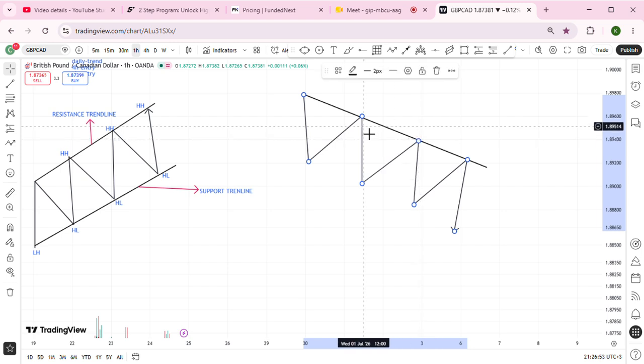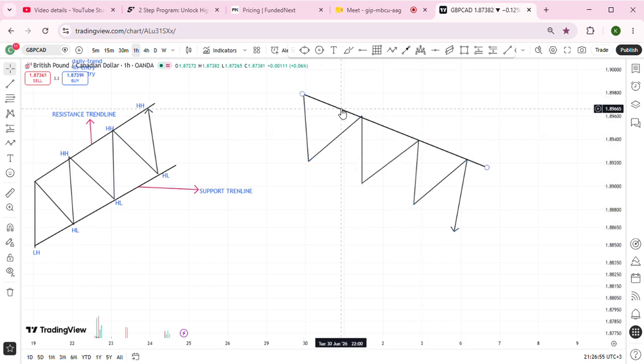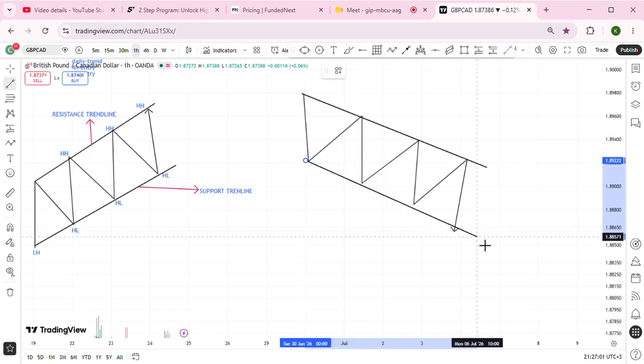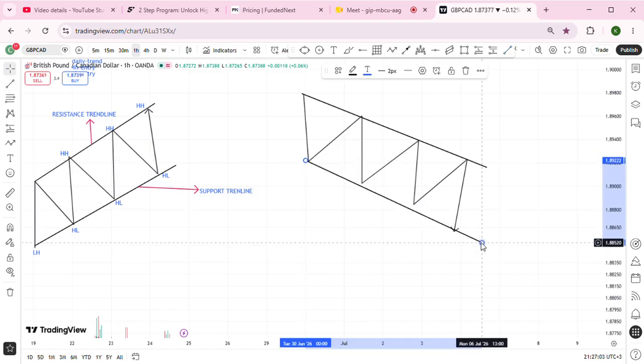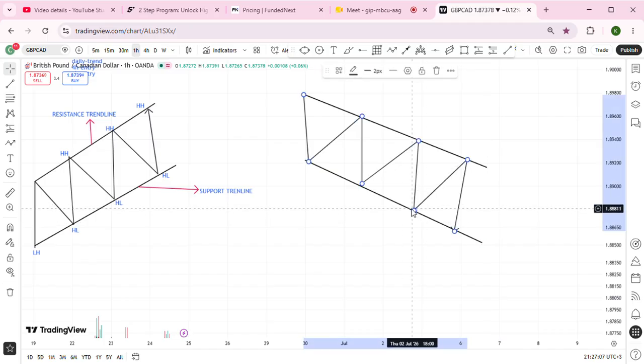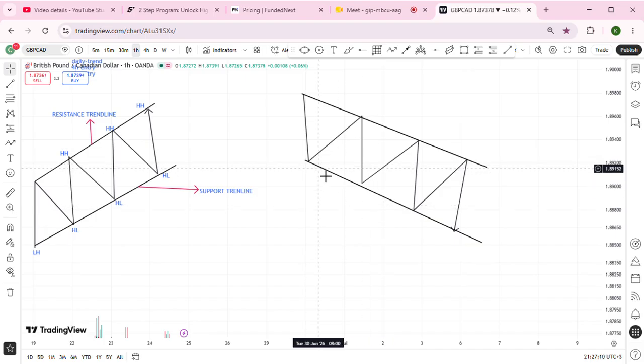You connect it that way. Now that is the upper trend line. Remember, we have said the upper trend line is what we call a resistance trend line. And we have just mentioned that we sell at resistance, we buy at support. So the lower one is the support. This is the support trend line.